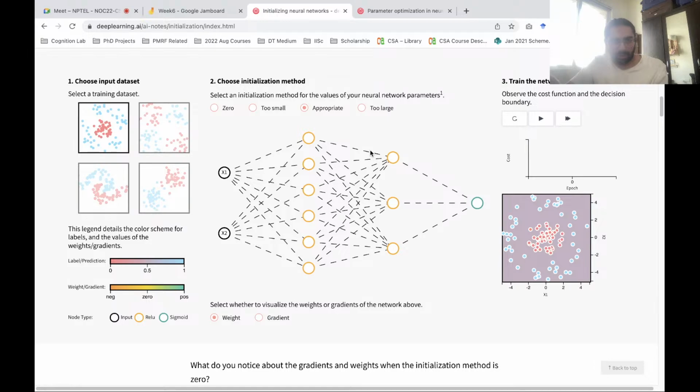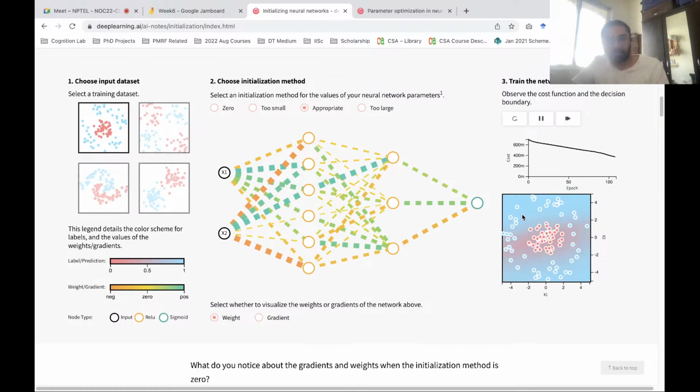Okay, so with the appropriate setup, you can see that there is a good learning curve. You can see that cost is decreasing gradually at every epoch, and respectively you can see how the space in the boundary space changes here, right? So this looks like a good loss curve. Ideally you should see, from the initial point itself, a good decrease at every epoch.